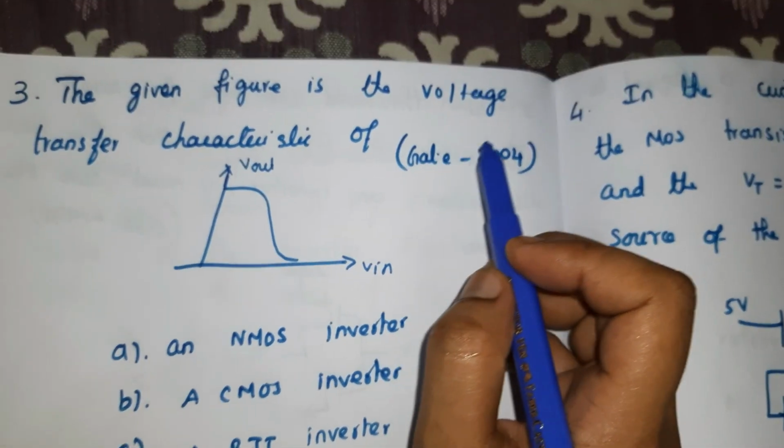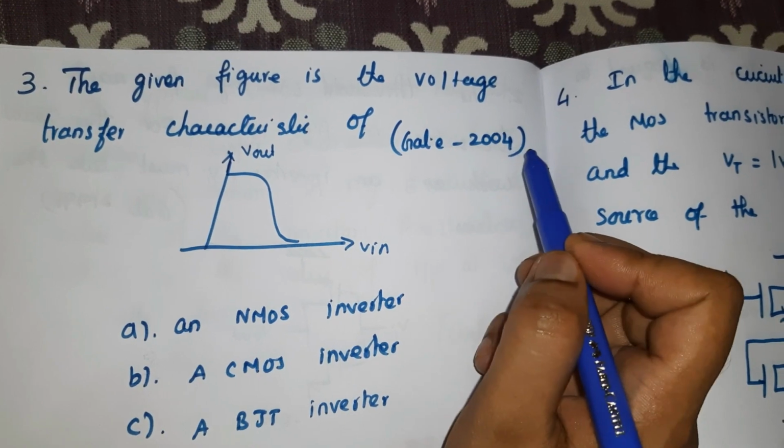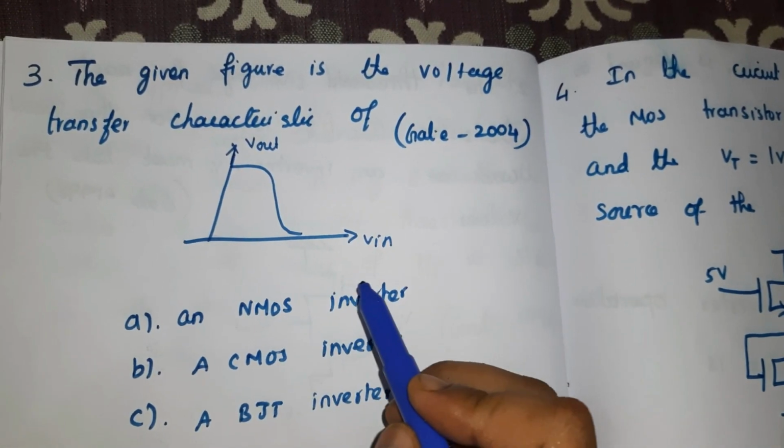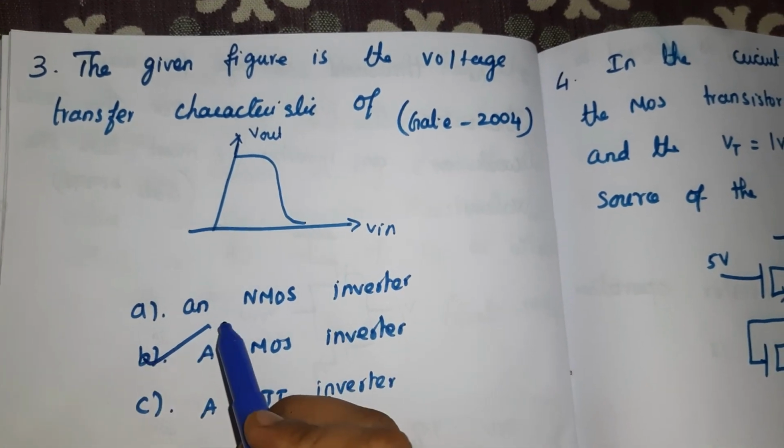Next question, the given figure is the voltage transfer characteristic curve, and this is a question from GATE 2004. This is the transfer characteristic curve of a CMOS inverter. So here the answer is B.